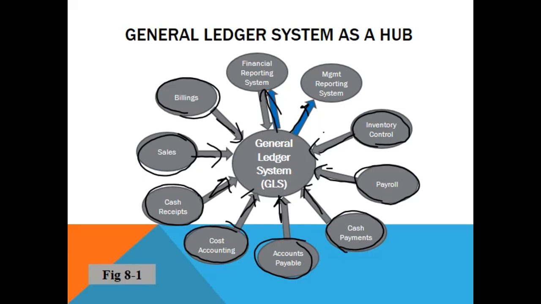So the financial reporting system performs the financial reporting function, which is mandatory. That basically churns out reports like your balance sheet and your profit and loss statements, while the MRS provides management with internal financial information that's needed for planning and controlling business activities.